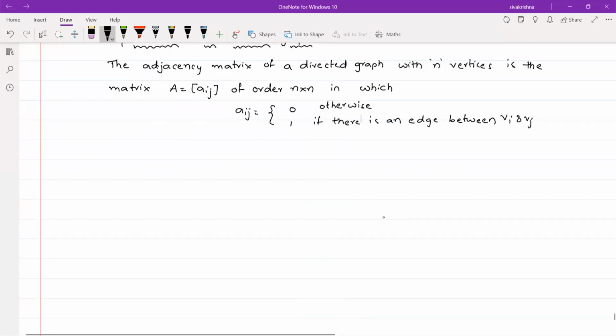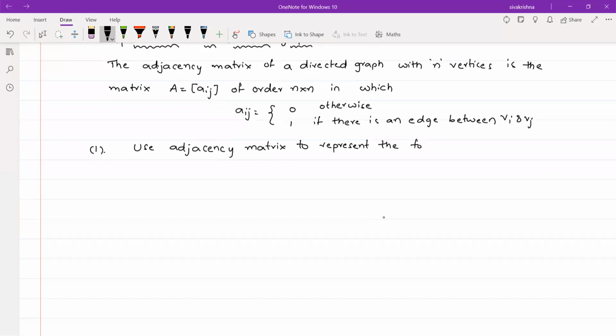Okay, so coming to the problems. So first problem: use adjacency matrix to represent the following digraphs. Okay, it means we have to write the matrix corresponding to the given digraph.